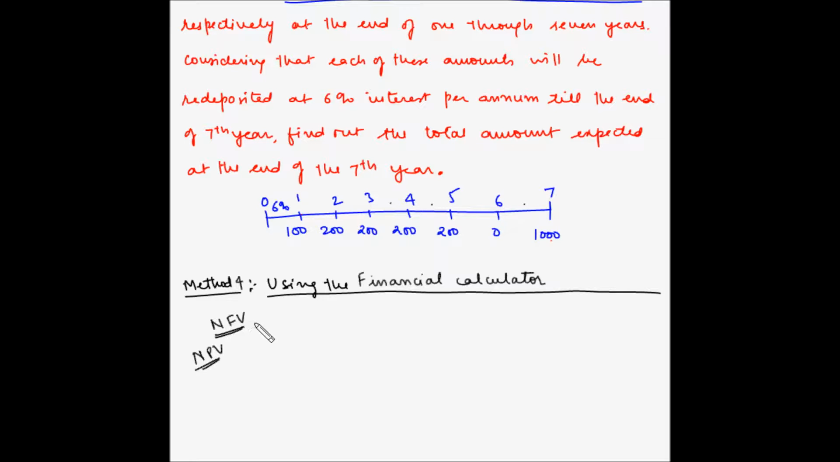However, even if your calculator does not have the net future value feature, we can use the net present value to find its net future value. So let's understand this. So let's take a case of cash flows. Let's say this is 100, 100 and 100. 0, 1, 2, 3 years. Rate of interest is 5.